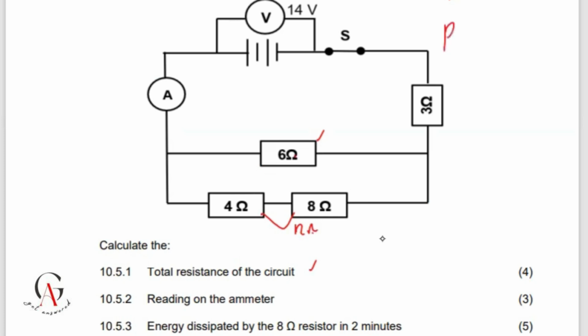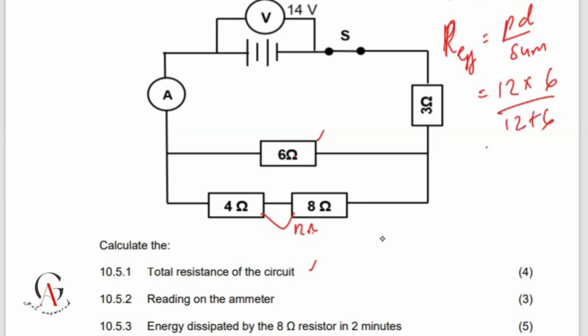For me to get that, let me use R effective. I normally use the product over the sum, as long as I have two resistors that are in parallel. So the product will be 12 times 6 over 12 plus 6. That is over 18, which is 4. So everything here reduces to just 4 ohms. But then this result will be in series with the 3. So 4 ohms plus the 3 ohms gives us 7 ohms.